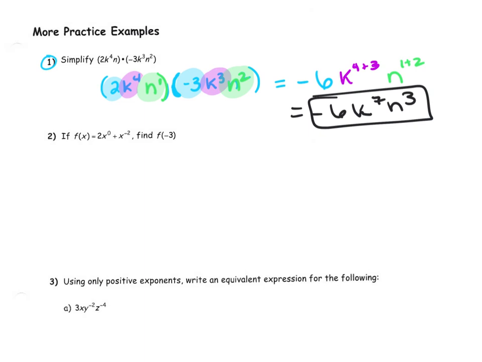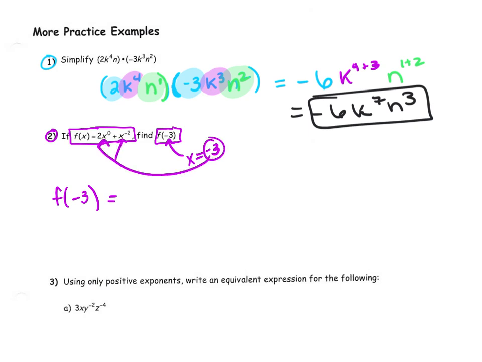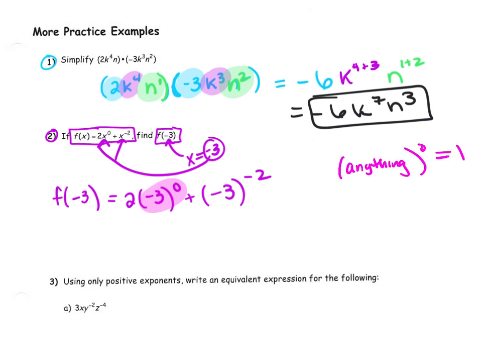Okay, let's take a look over here at question 2 now. We're given the following in function notation, and we're asked to evaluate this. Remember, f of negative 3 means x is negative 3. So we're just going to plug in. I have f of negative 3 is going to equal, wherever I see an x, plug in that negative 3. So I have 2 times negative 3 to the 0 plus negative 3 to the negative 2nd. And remember PEMDAS, let's follow PEMDAS. Negative 3 to the 0, that's 1. Anything to the 0 power is 1.